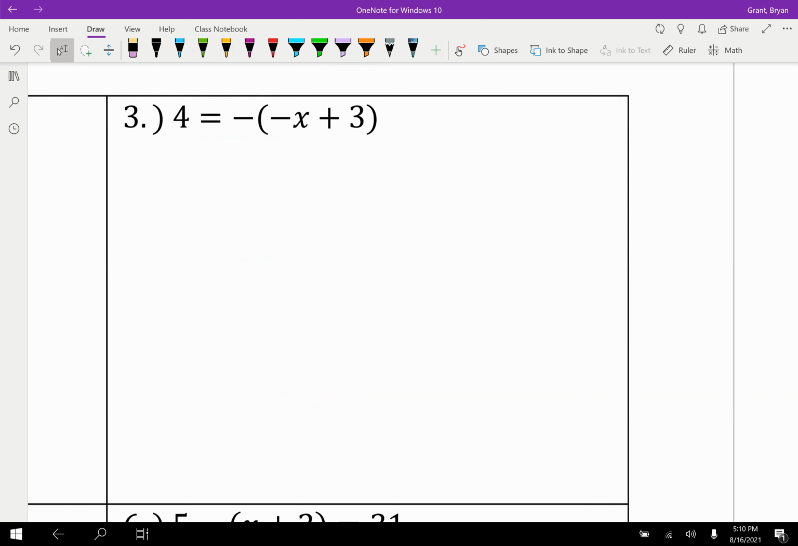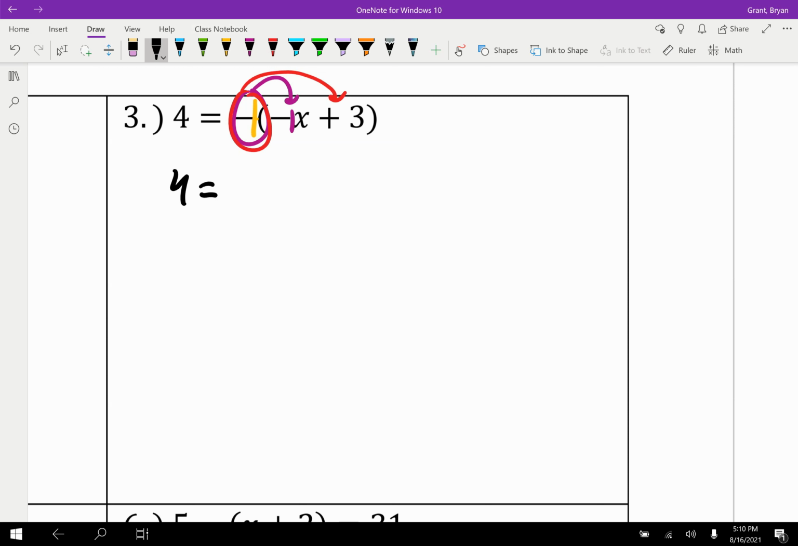I do see parentheses. The question we have to ask ourselves is what number is multiplying or dividing to the parentheses? I only see a negative here, but multiplication and division, we should know there can always be a 1 hiding. So this negative 1 is multiplying to the parentheses. How do we do that? Well, we take the negative 1 and we multiply it to the negative 1x, and we take the negative 1 and we multiply it to the positive 3.